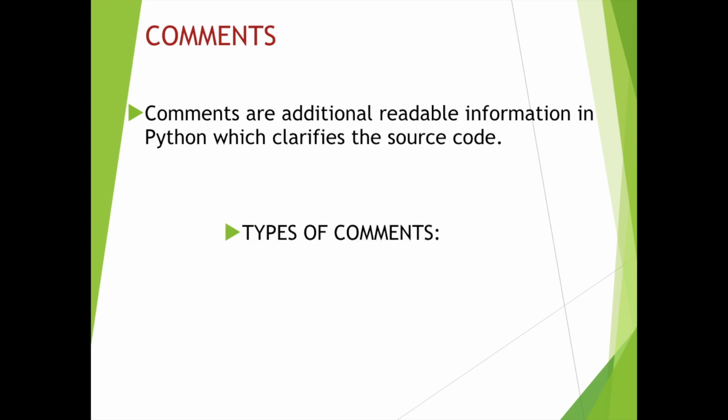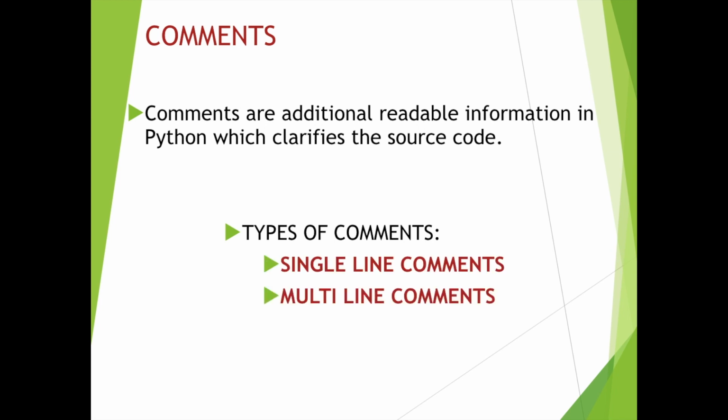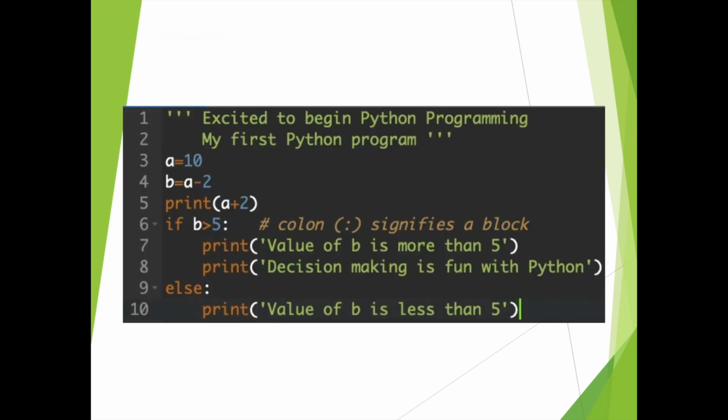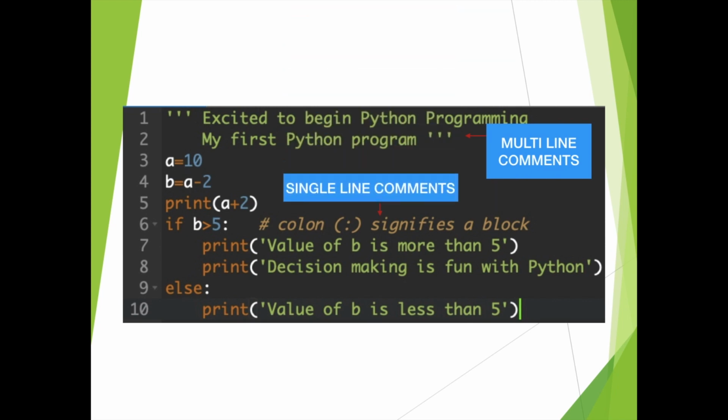Comments are basically of two types. First is single line comments and the second is multi-line comments. Let's try to see them one by one. Before that, let's say we have this Python code. Here, the ones which are enclosed in triple quotes are multi-line comments, and whatever we write after the hash symbol will be considered as a single line comment. Whatever is enclosed within triple quotes will be considered as multi-line comments.